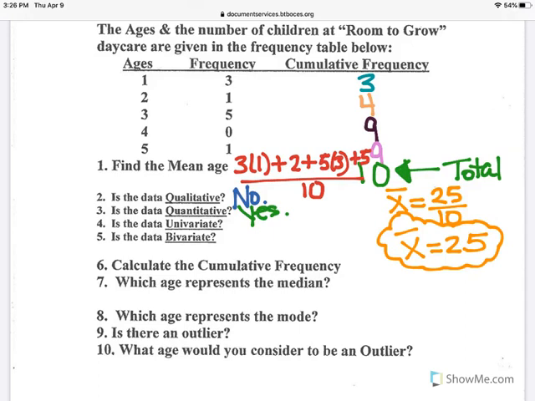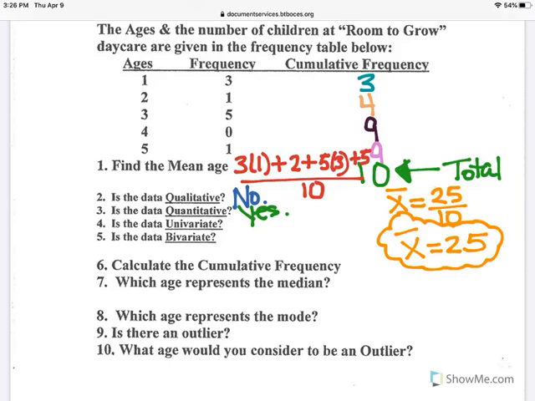Now, one thing to consider is data can never be both qualitative and quantitative. It's either one or the other. So if it is quantitative, it can't be qualitative, and vice versa. Same thing with univariate and bivariate. Data could never be both univariate and bivariate. It has to be one or the other.